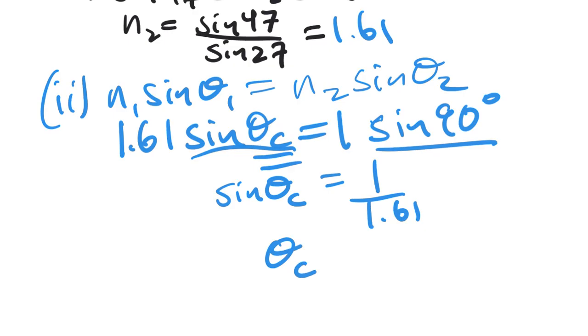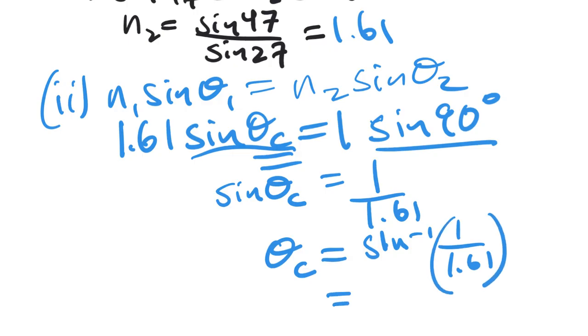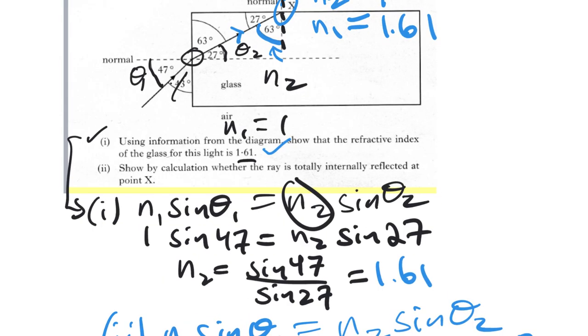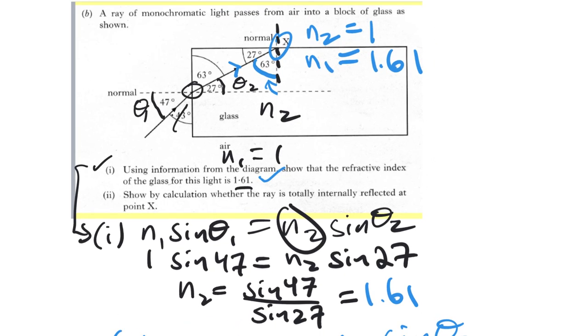Okay, so theta c, the critical angle, is the inverse sine of 1 over 1.61. So 1 divided by 1.61, then inverse sine that. I'm getting 38.4. Now, this is where you think. 38.4. How's that compared to 63?